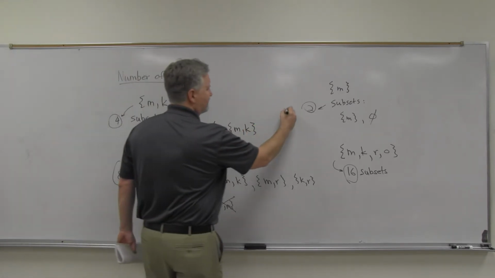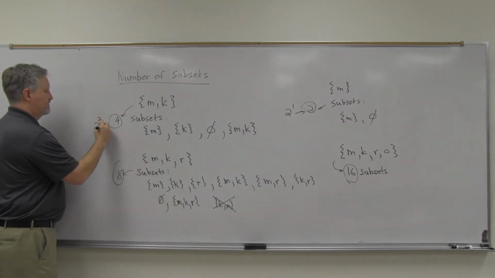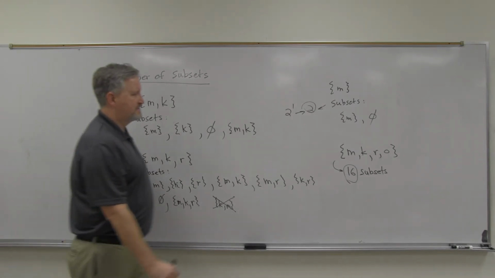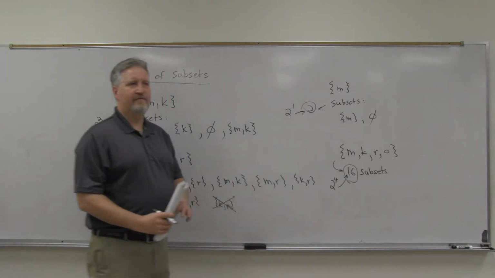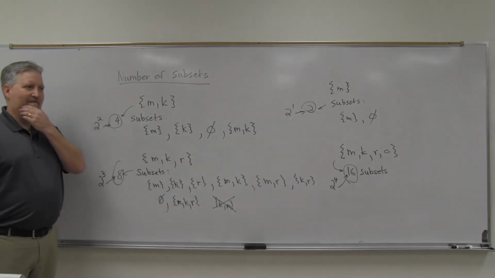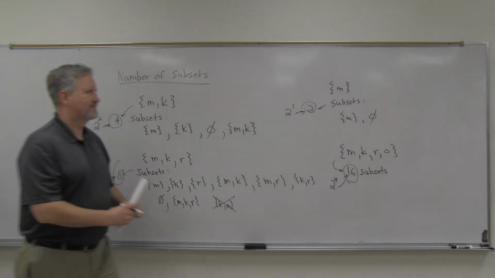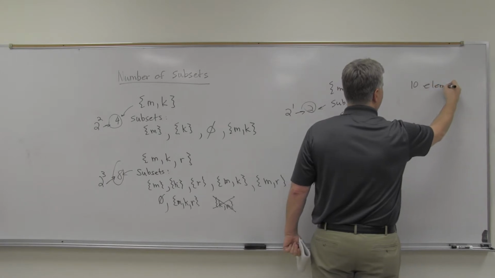This is 2 to the first. This is 2 to the second. This is 2 to the third. This is 2 to the fourth. So if I had 10 elements, how many subsets would there be?